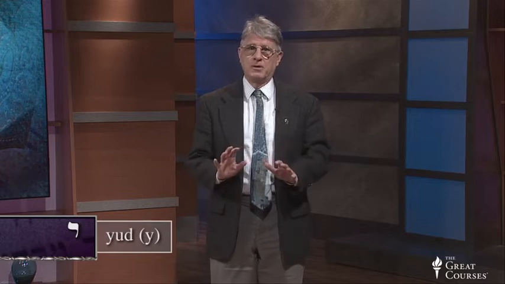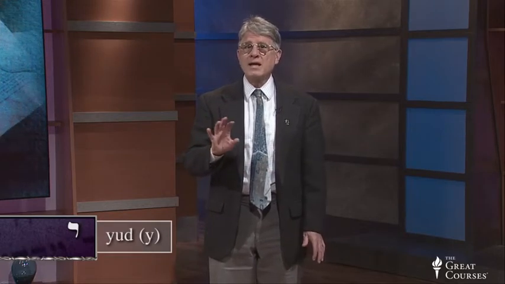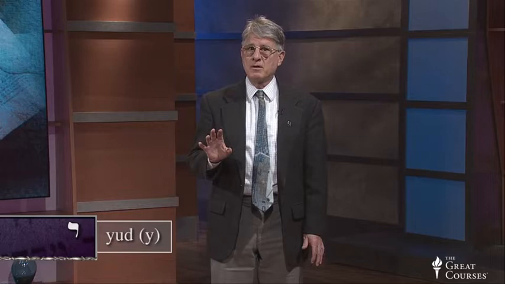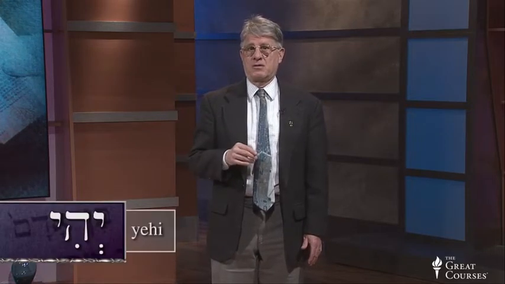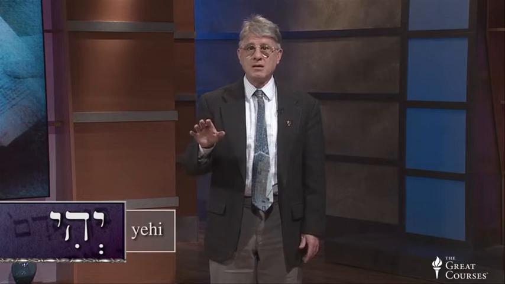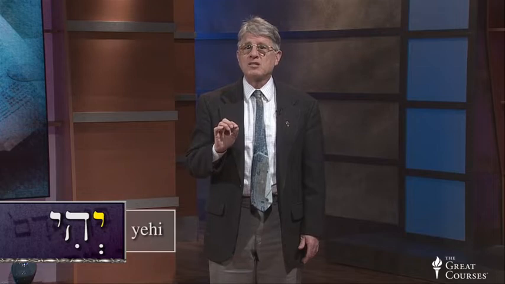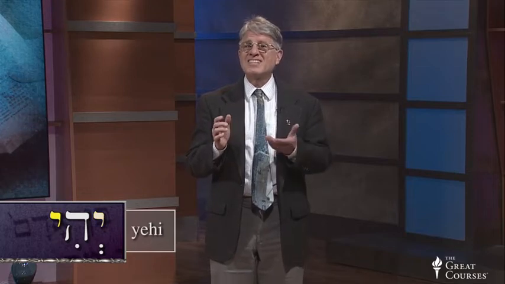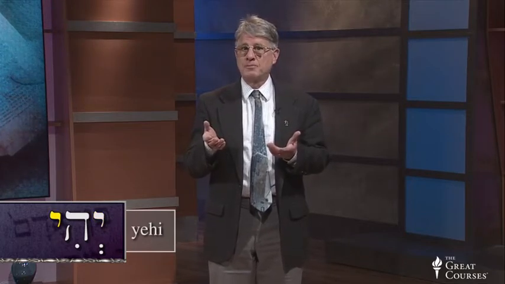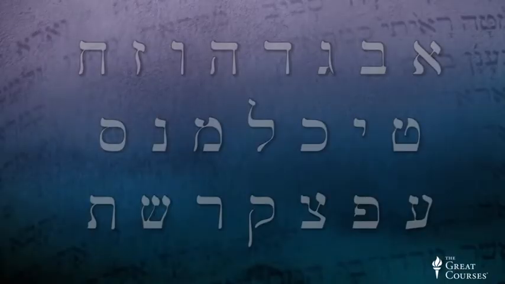And the 10th letter of the alphabet is Yud. You remember that it was the Y sound in our word hallelujah, but like Vav, it's also used as a vowel indicator. In the word Yehi of Yehi-or, we see the first Yud being used as a consonant and the second Yud as a vowel. Again, we'll talk more about this next time. And those are the first 10 letters of the Hebrew alphabet.